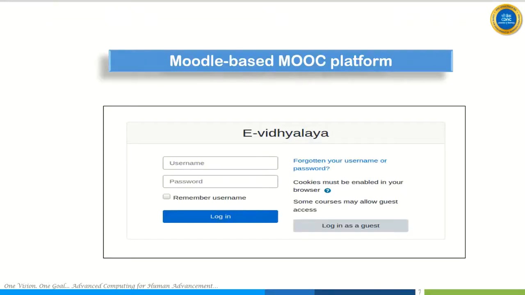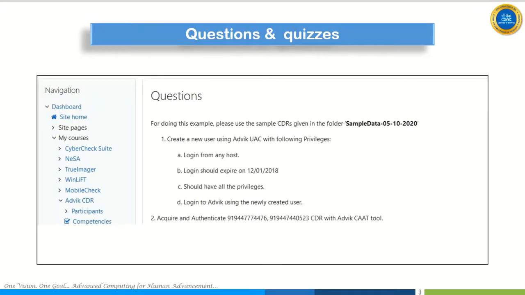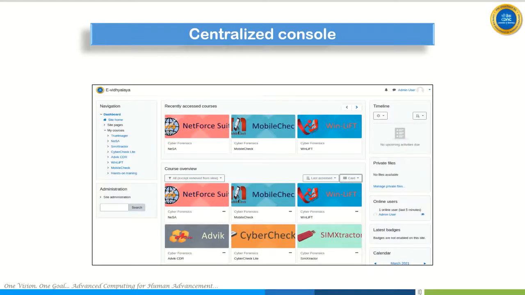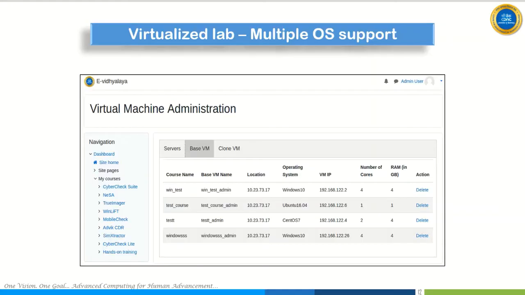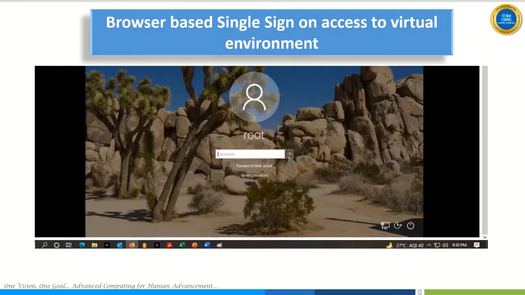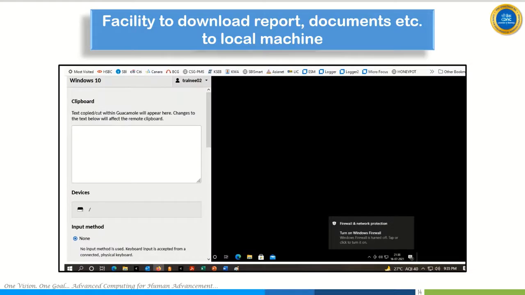Some of the salient features of E-Vidhyalaya are Moodle-based MOOC platform, virtualized lab environment with practice questions, quizzes and hands-on lab, centralized console to create a course, customize and manage virtual lab environment, customized virtual environment with multiple OS support for each course, dashboard for course and virtualized environment monitoring and management, browser-based access to virtual environment, single sign-on between training platform and virtual lab, facility to download reports, documents, etc. generated as part of the lab to the local machine.